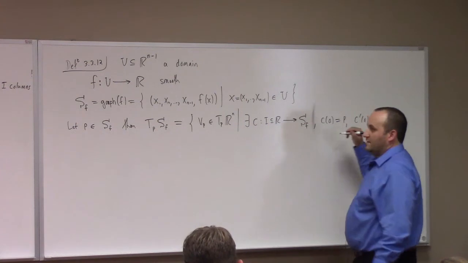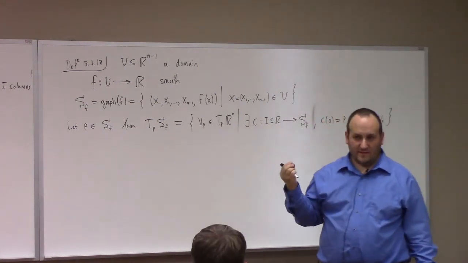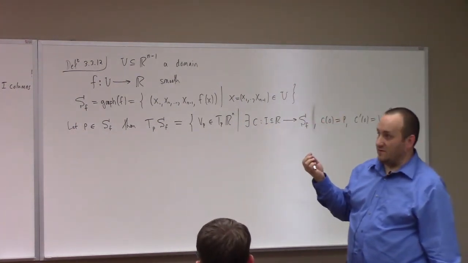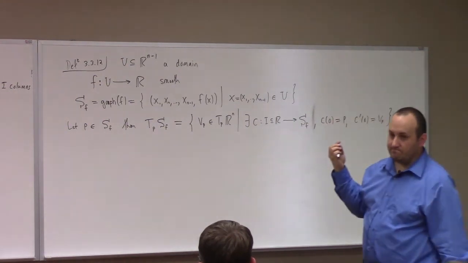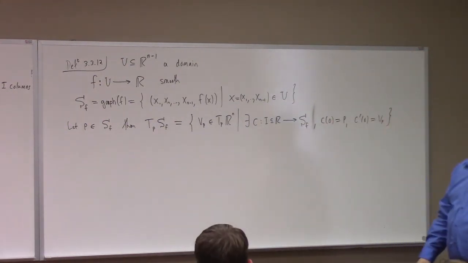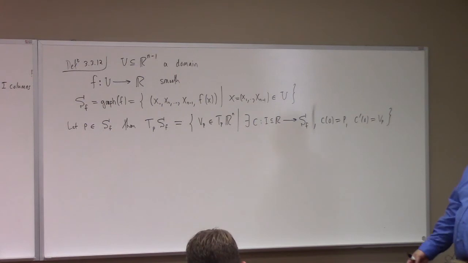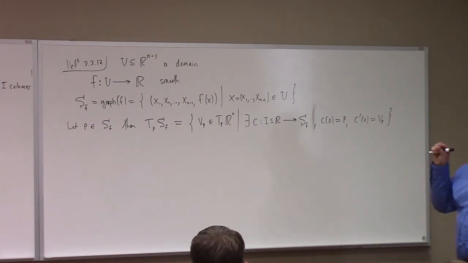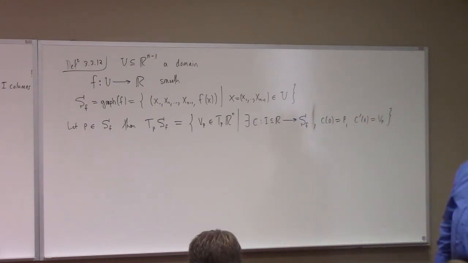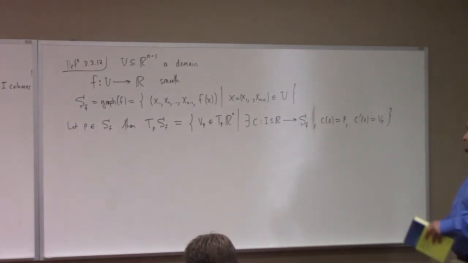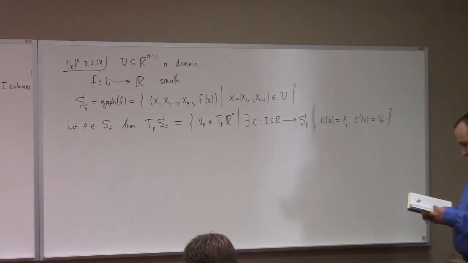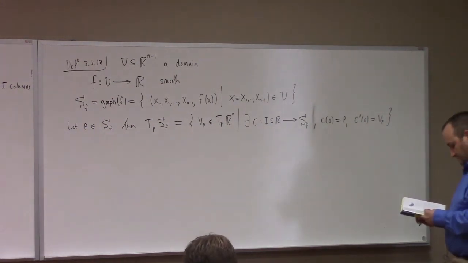Now, I know you're wondering what c'(0) really means. He has given the careful definition in section 3.2. But it is really just the velocity vector attached to P. All right.